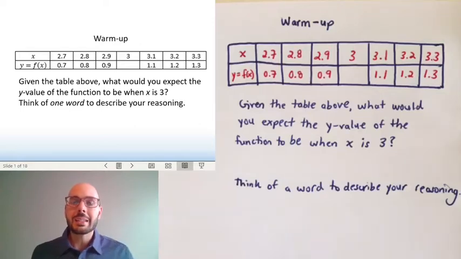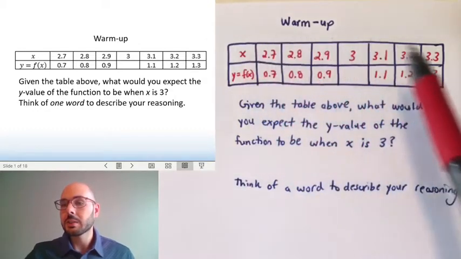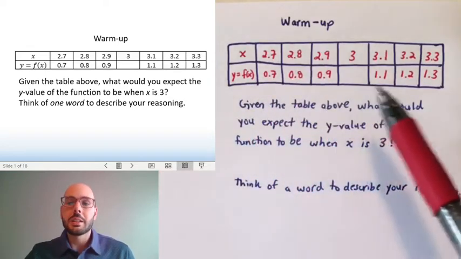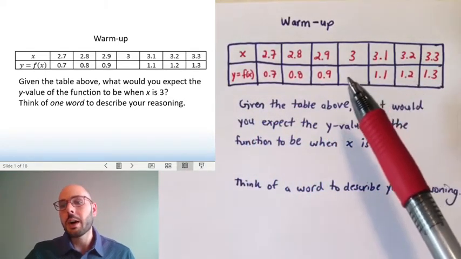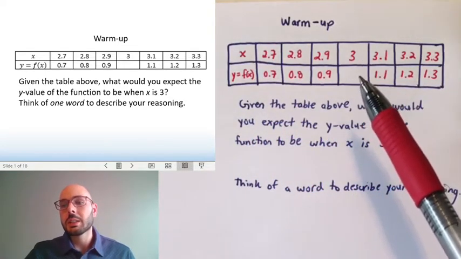Hello and welcome back. Today we're going to talk about section 2.2, which is called limits. And we're going to start with a little bit of a warm-up problem. In the warm-up problem, what we see is a table of values. We have different x values and different corresponding y values. And you'll notice that the y value when x is 3 is missing.